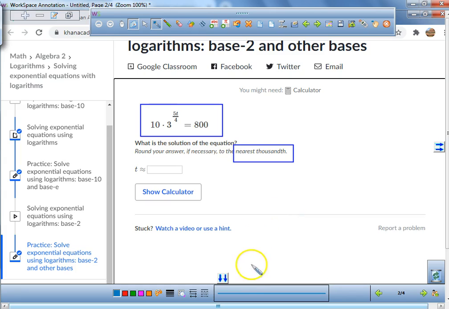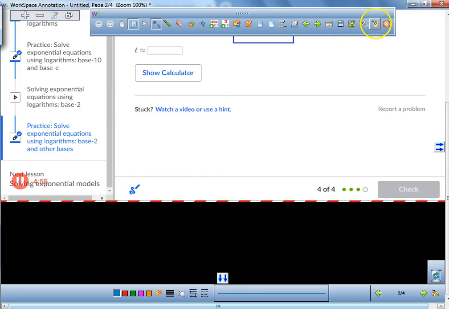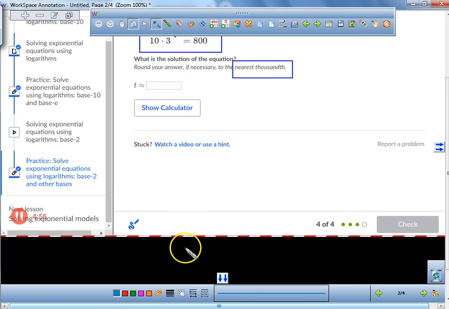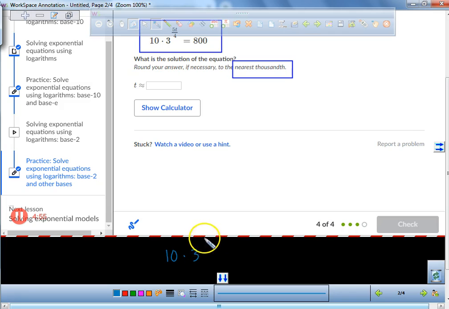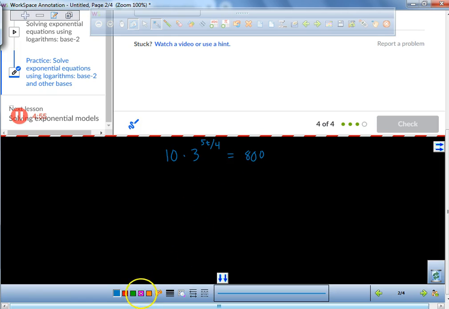All right, so we're going to write this down. We have 10 times 3 to the power of 5t over 4, and that's equal to 800. So first step, what do we do? Divide both sides by 10 to get the base by itself.